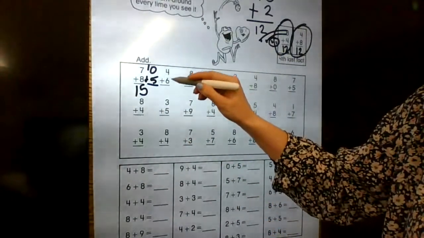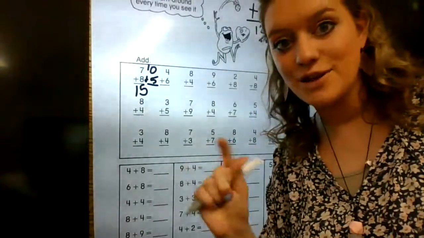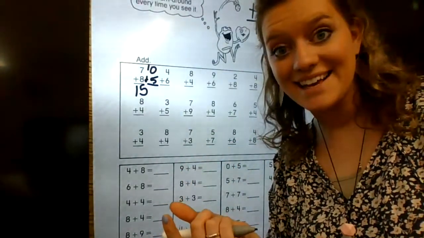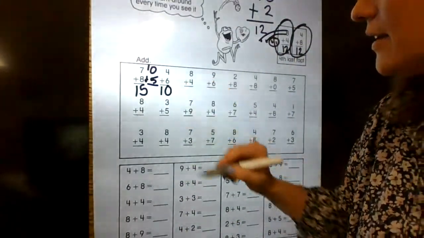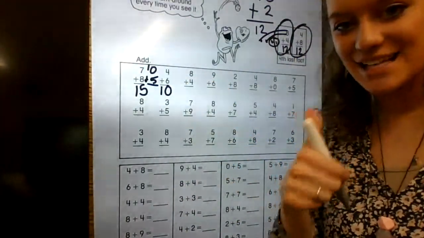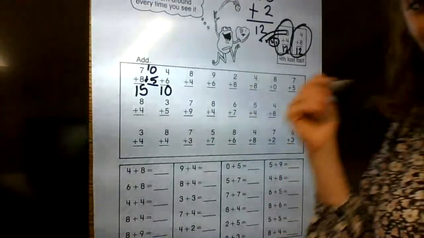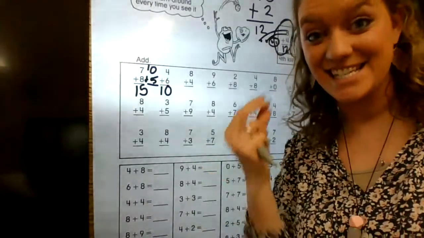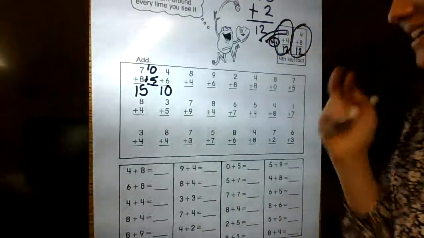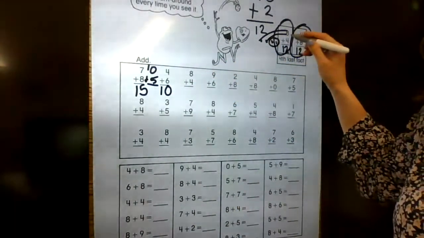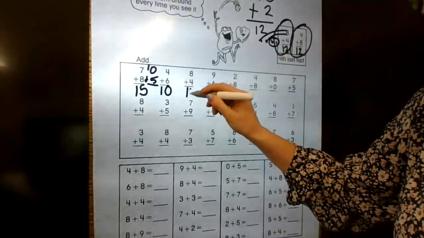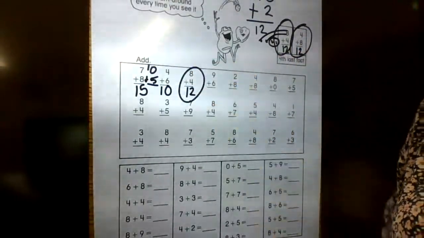Ooh, the next one is 4 plus 6. I like those two numbers together. What do they make? They make 10. Good. I'm glad that there's some good ones like that sprinkled in here to help give you a break from so much counting. This is a brain-building lesson. 8 plus 4. Oh, that's the one that we looked at. 8 plus 4 is 12. Circle it because that's one of those facts.